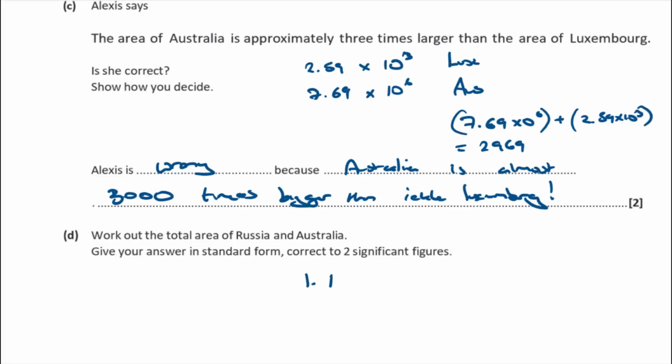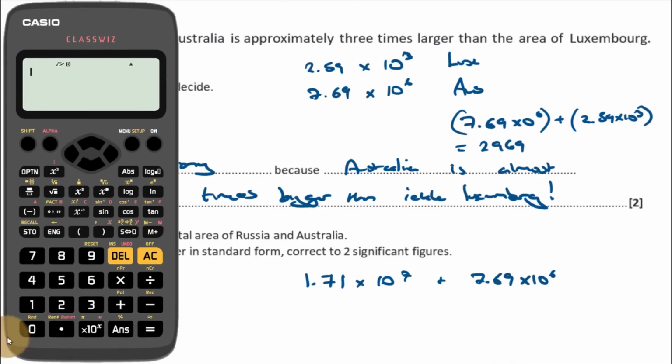So 1.71 times 10 to the 7 plus Australia, which was 7.69 times 10 to the 6. So again, I'm just going to use that calculator button for powers for standard form on the calculator. 1.71 times 10 button. Type in the power, which is 7, plus 7.69 times 10 button. Type in the power 6.